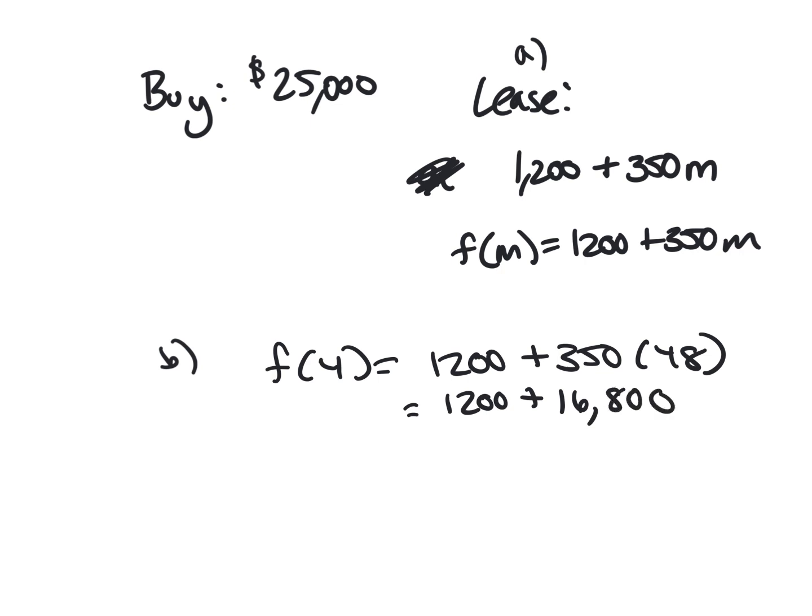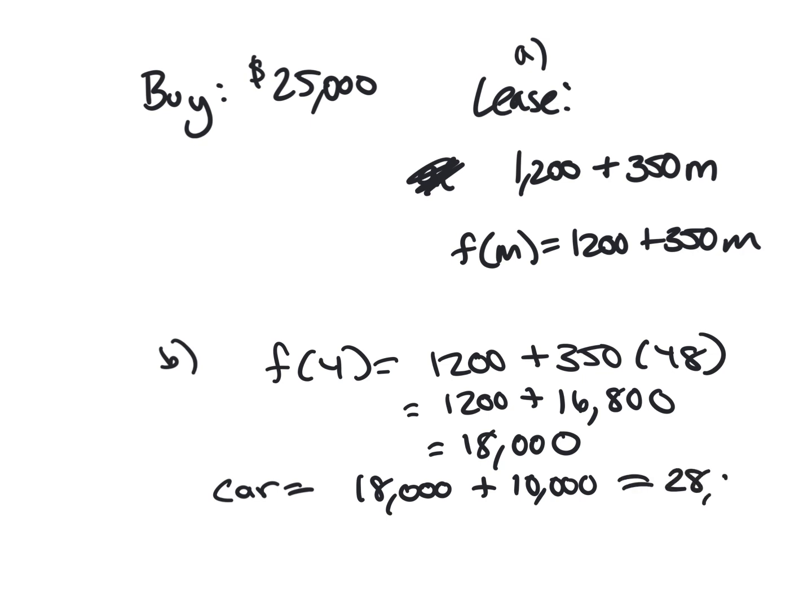Okay, so that would be $16,800 plus $1,200, which would be $18,000. So towards the lease would be $18,000 for 4 years. But then you still would have to pay $10,000 towards the car. So to get the car, doing this lease process, it would be the $18,000 plus an extra $10,000, which would be $28,000.